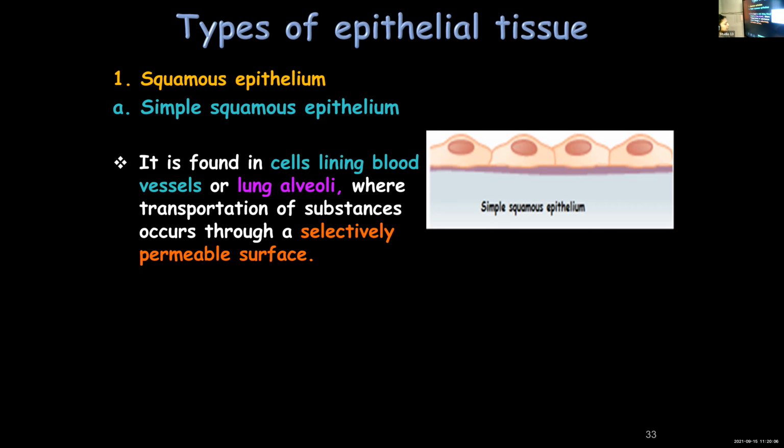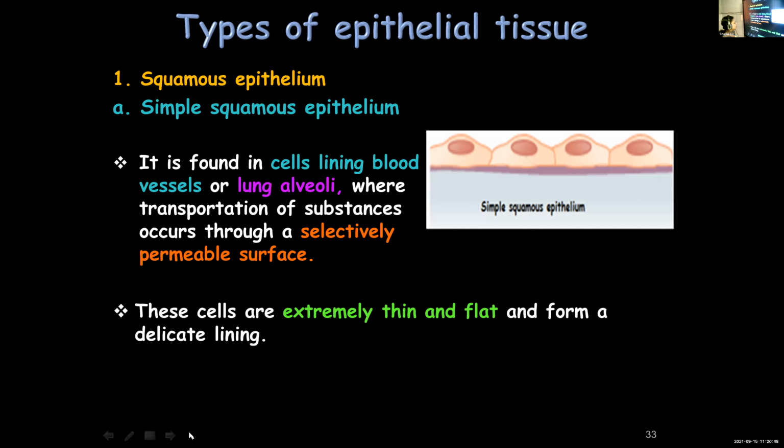So squamous epithelium is the first type of epithelial tissue, and a subtype of this is simple squamous epithelium. And where can you find them? In the lining of blood vessels or in the lung alveoli. In both these cases, exchange of materials is taking place across the blood vessel, across the lung alveoli. Gases are being exchanged across the lung alveoli. Even in the blood, exchange of materials, gases, different nutrients, etc. are being exchanged across the blood vessels, through a selectively permeable membrane.